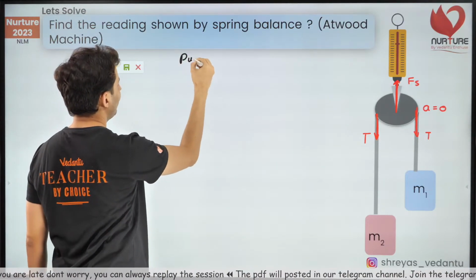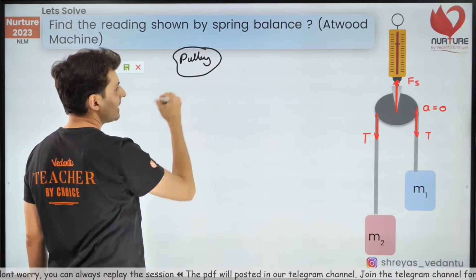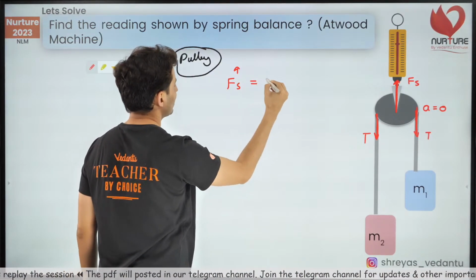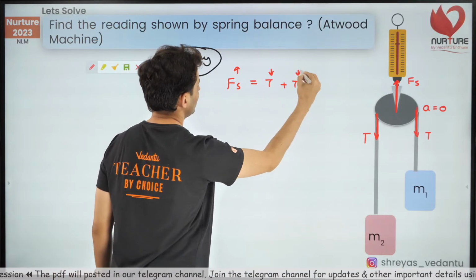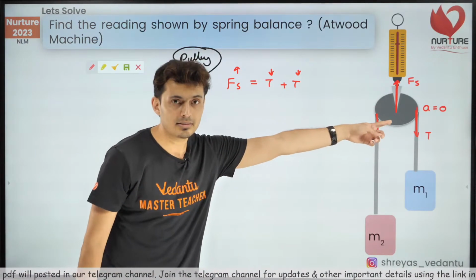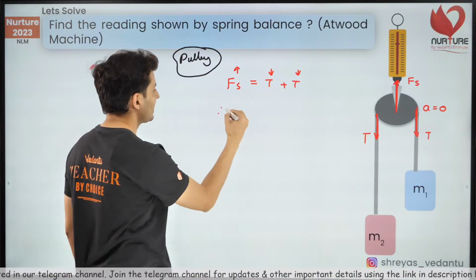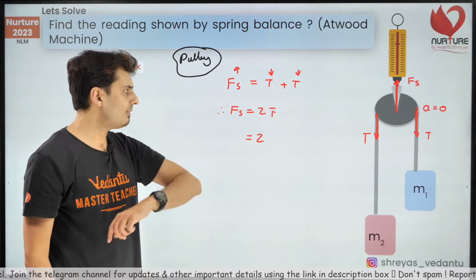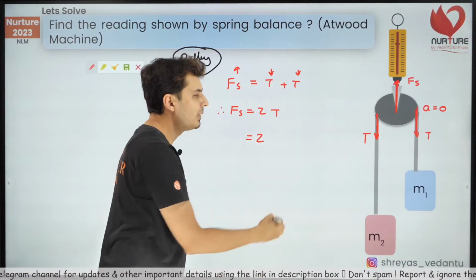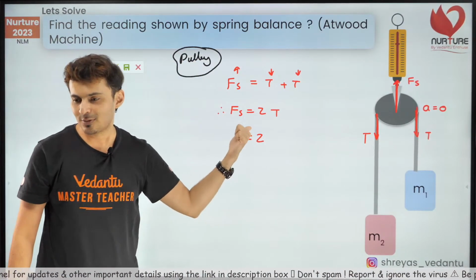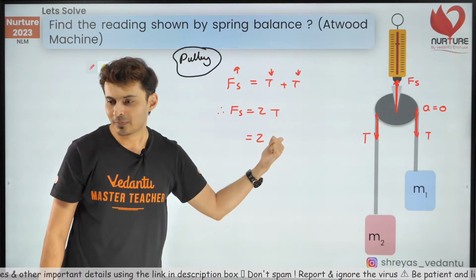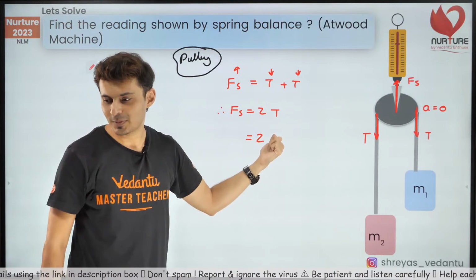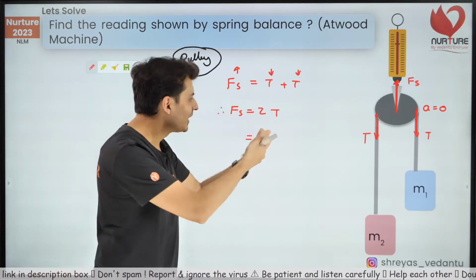So for that pulley, can I not say that the upward force, the spring force, is tension plus tension which is acting down? Because it is at rest, right? So hence spring force will be equal to 2t. But did I not just find out the value of t, guys? In the previous question, did I not just find out the value of t? Is that clear? So guys, just figure this out.